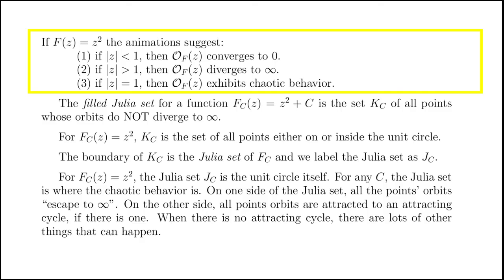If f of z equals z squared, then these animations suggest that 1, if the modulus of z is less than 1, then the orbit of z converges to 0. And 2, if the modulus of z is greater than 1, then the orbit of z escapes to infinity. And 3, the orbits of points on the unit circle may exhibit chaotic behavior.